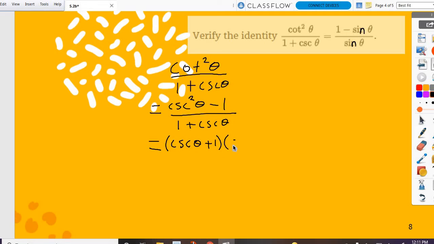And then cosecant of theta minus 1. Well, I have a 1 plus cosecant of theta. Is that the same thing as cosecant of theta plus 1? Yeah, it's addition, so we can write it in either order. So what do we end up with? Cosecant of theta minus 1. So then, from here, we have two options.